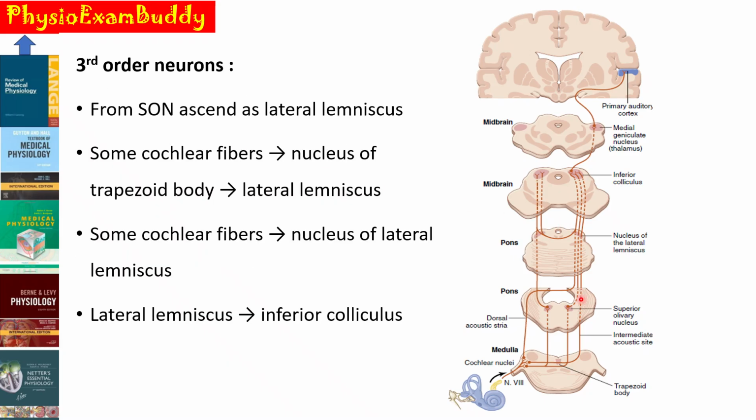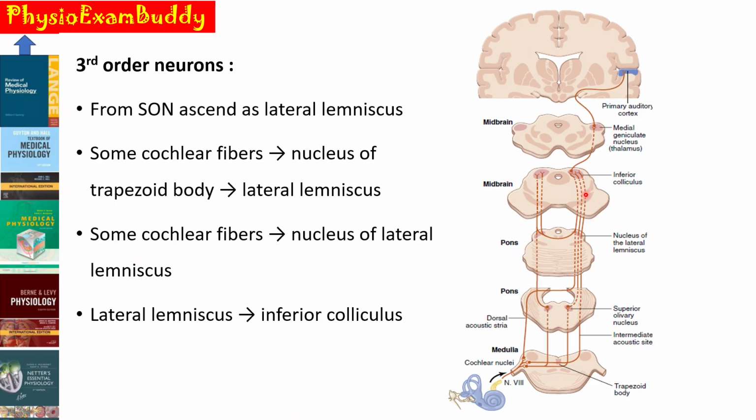And from the superior olivary nucleus, the fibers ascend as the lateral lemniscus, whereas some of the cochlear fibers again go back to the nucleus of the trapezoid body and from there back again into the lateral lemniscus. And some of the cochlear fibers can also go directly to the nucleus of the lateral lemniscus, and from the lateral lemniscus the fibers go into the inferior colliculus of the midbrain.